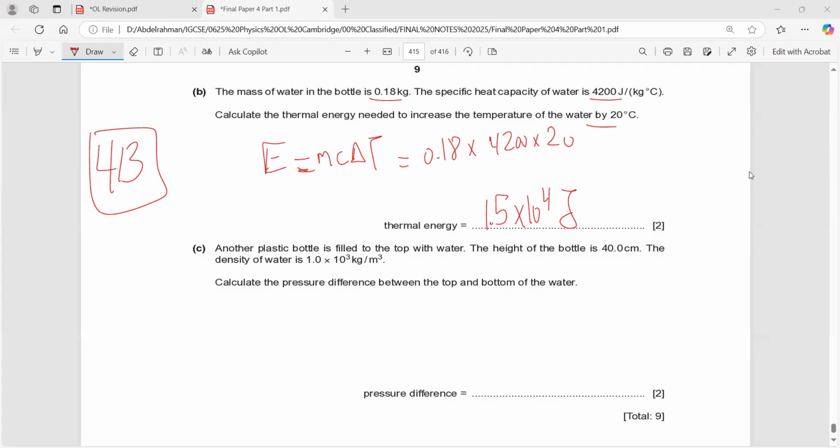Okay, let's calculate rho g h. What is the rho? What is the density? 1000 times g 9.8 times h 40. No, it's not 40 meters. It's 40 centimeters. So you need to convert it to meters. This would be 0.4.